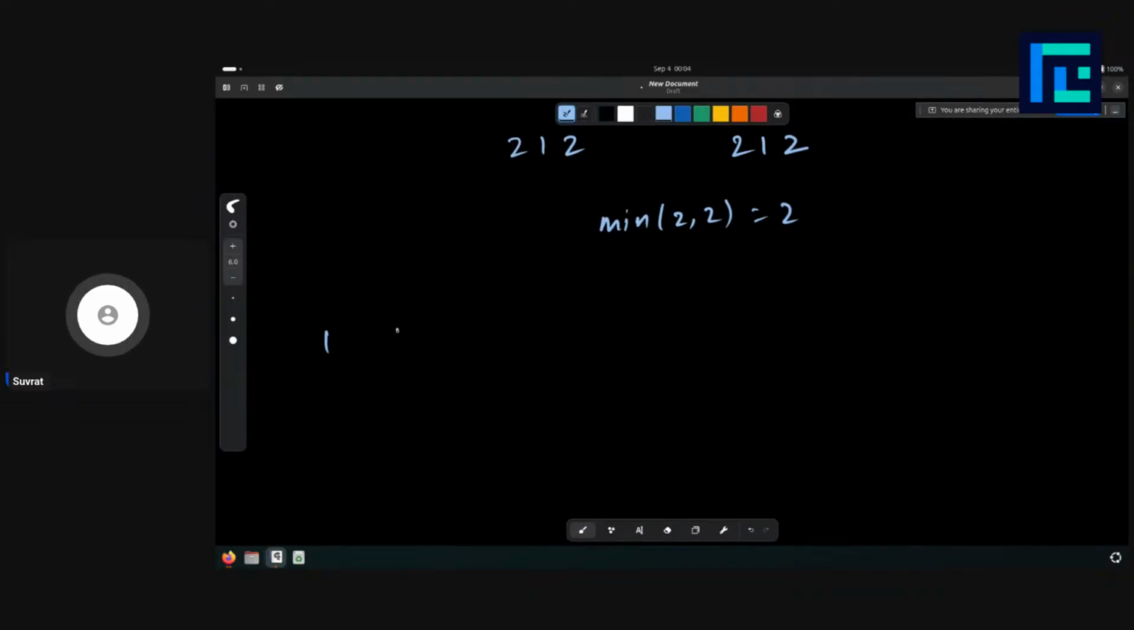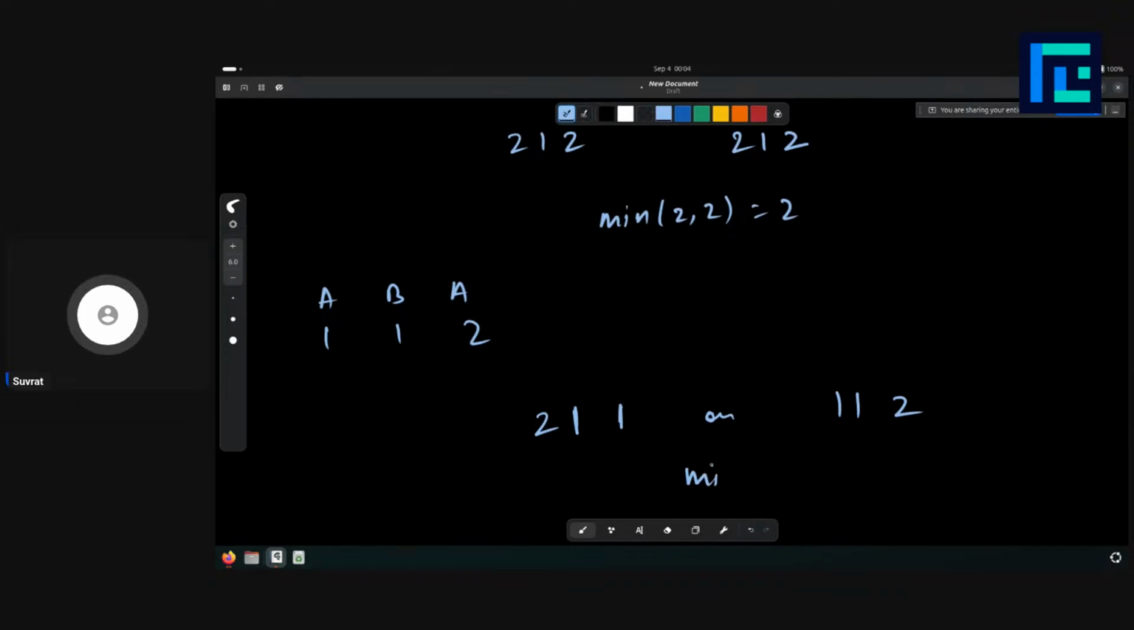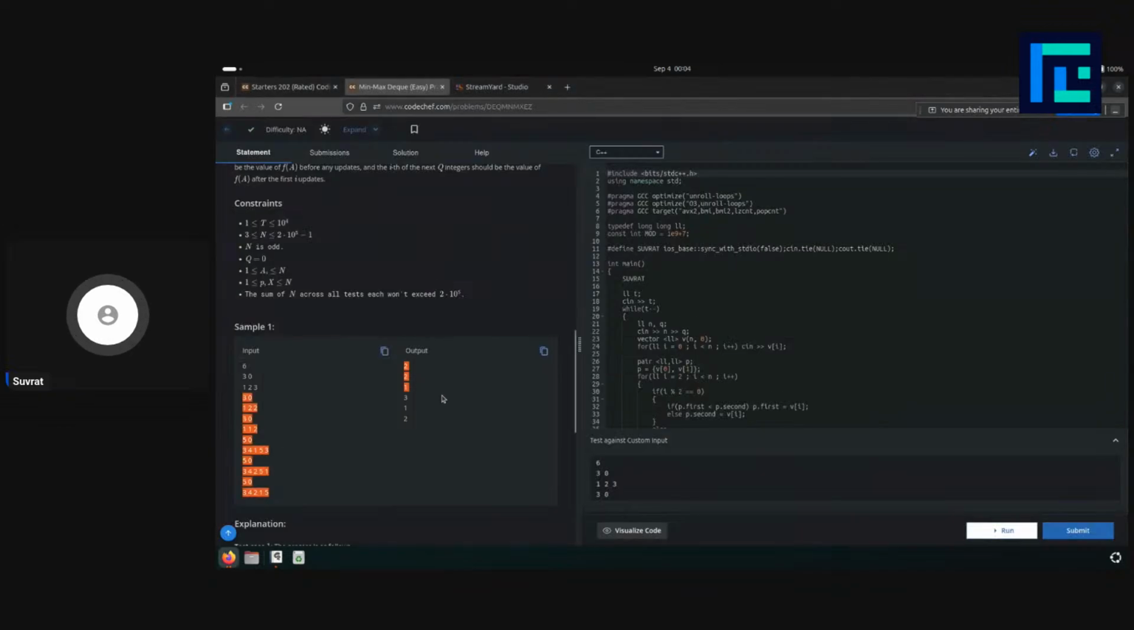So again 1, 1, 2. This would be Alice, Bob, Alice. So Alice would place 1, then Bob will place 1. It is symmetrical, so the array would be same. And then Alice could place 2 here, or Alice could place 2 here. Both are the same cases. So minimum of 2, 1 would be just 1. So answer for this test case is 1.